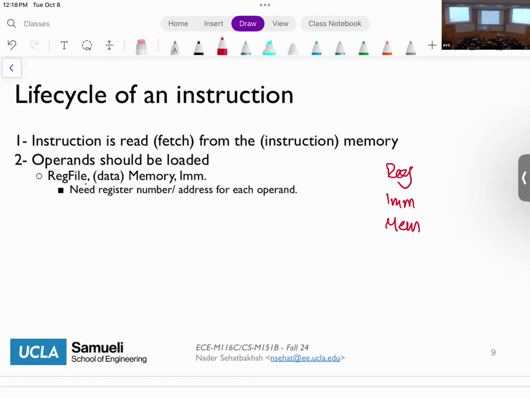So for example, we need to access our register file, and remember, register file was the place that all of our registers were stored. We need to either access the data memory to bring the data from the memory if the operand is from the memory, or we need to somehow load the immediates. And if you remember, immediate sometimes needs to be sign extended. Sometimes we had this weird way of putting various bits in different places, so we need to shift them back in the right order. And those kinds of things we need to do for the immediates as well, okay?